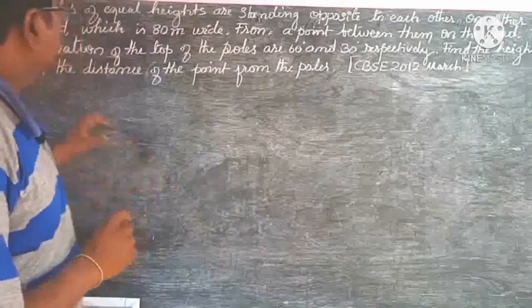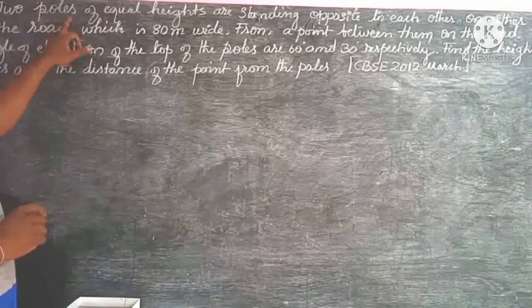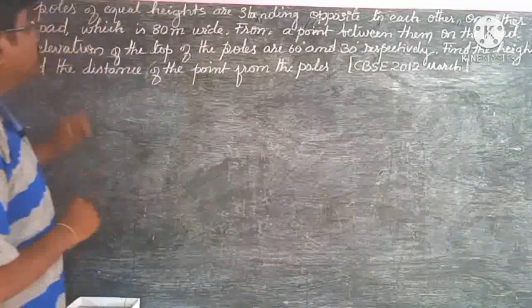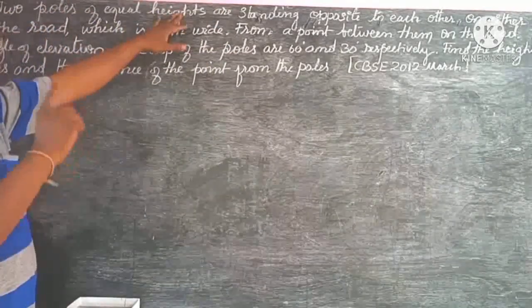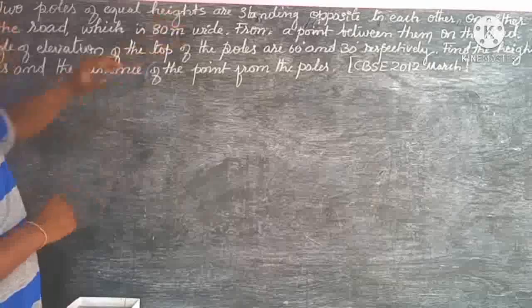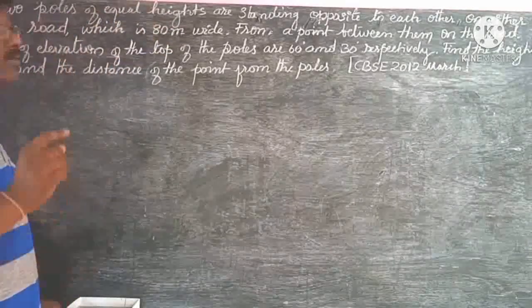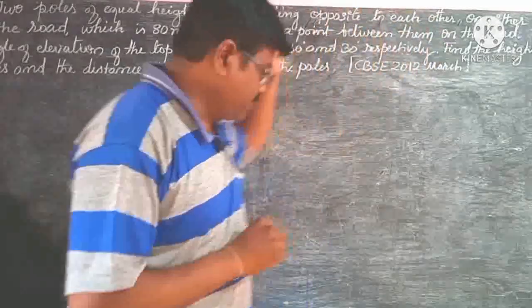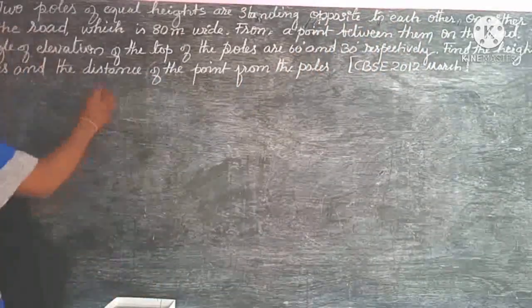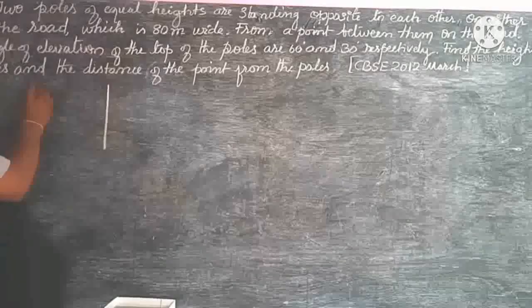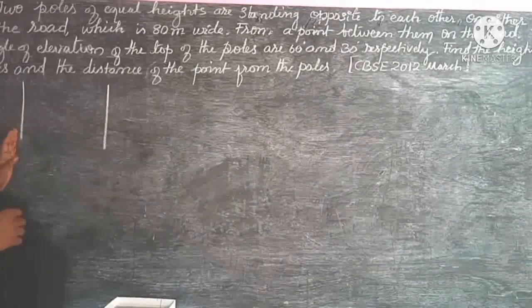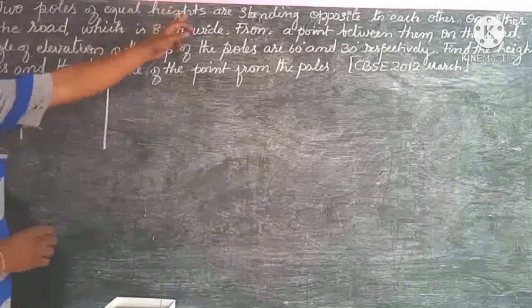Okay, let's begin. Here the question is: two poles of equal heights are standing opposite to each other. You can read the question, and on the basis of the question you can draw the diagram. You have two poles of equal heights standing opposite to each other. So now we consider the two poles. These two are the poles. The condition is that these two poles are standing opposite to each other and have equal heights.